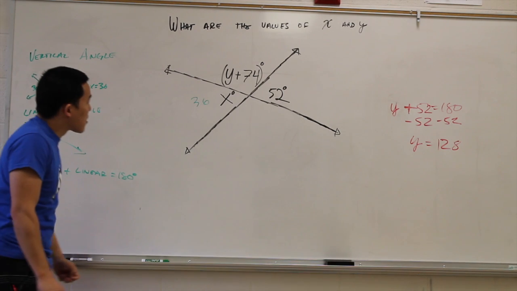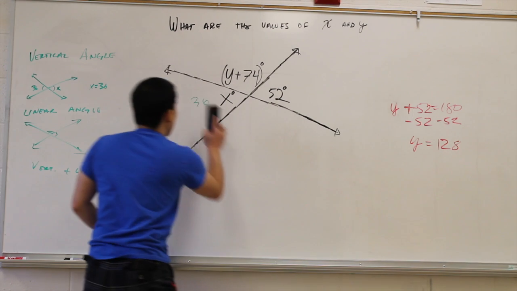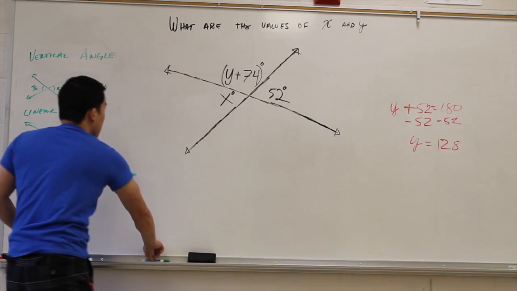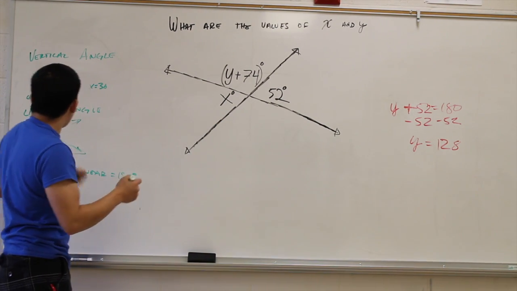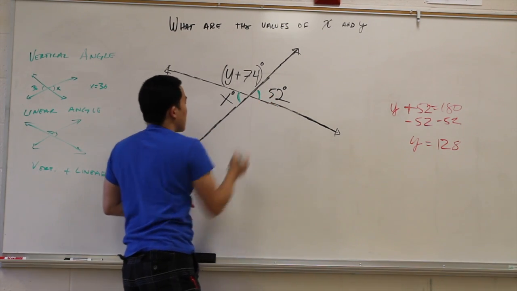All right. So why don't you use one of your colored pencils? You see how they have those marks on vertical angles? Go ahead and do that on the x side. So I'm going to match the picture here. Okay, there we go. I like it.